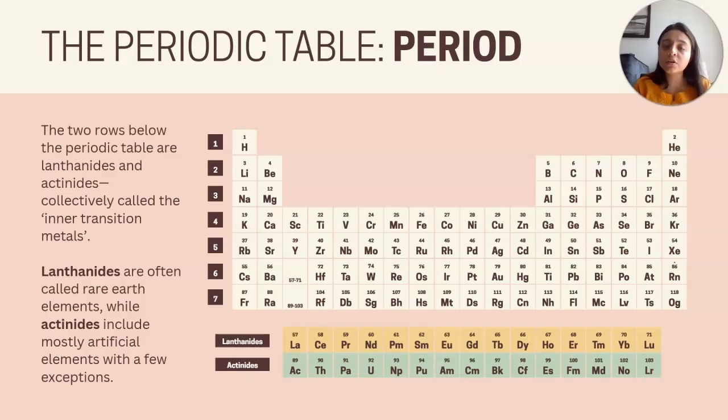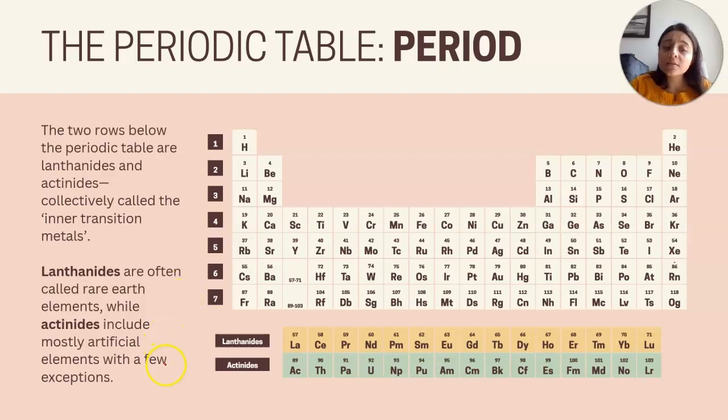They are running horizontally. These are the horizontal rows and are part of the periods only. They are known as lanthanides and actinides, but their positions have not been assigned yet inside the periodic table. That's why they are present below the periodic table, but they are part of the periods only.